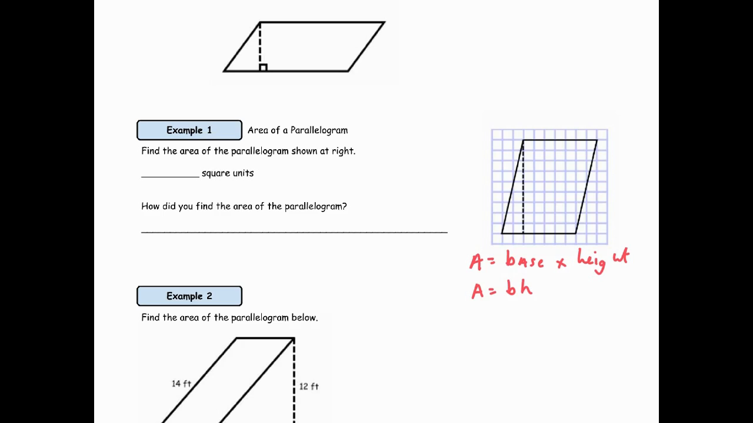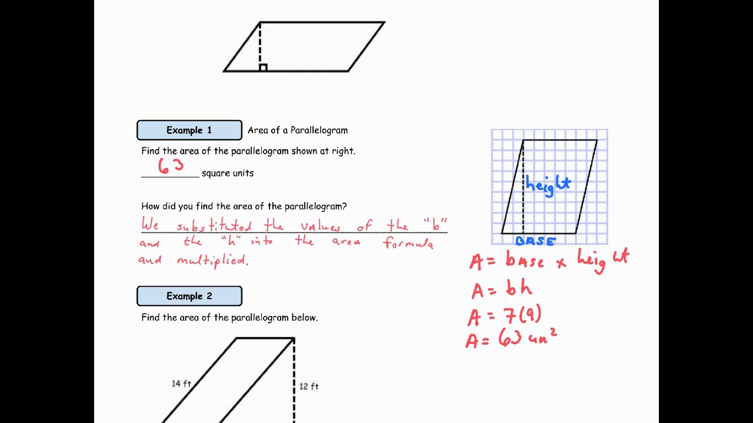So what we're going to do is find the value of our base, find the value of our height, and multiply them together. If you were to count the length of the base from end to end, you'll find out that the area equals base, which is 7, times the height from top to bottom, 9 units. Multiply those two together. Area is equal to 63 units squared. So when we fill that in, it would equal 63 square units. The question says, how did you find the area of the parallelogram? Well, we substituted the values of the base and the height into the area formula and multiplied.